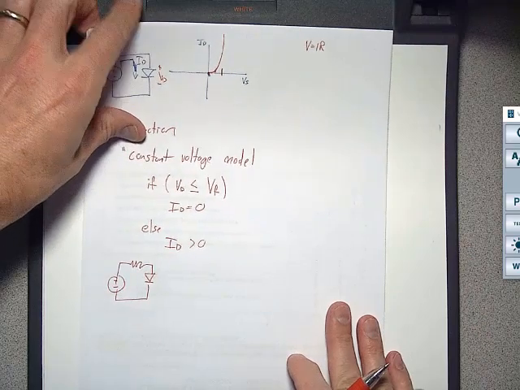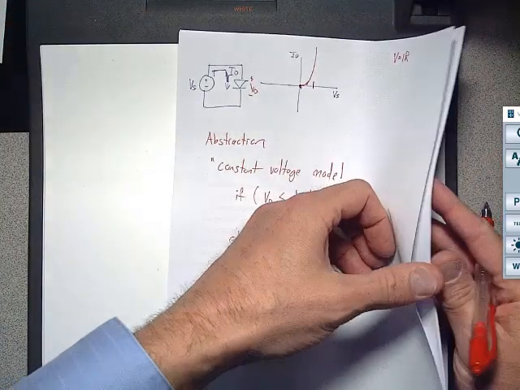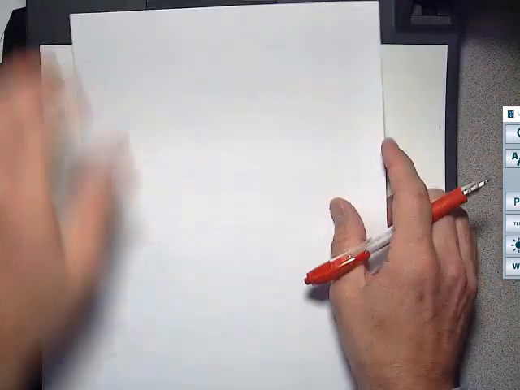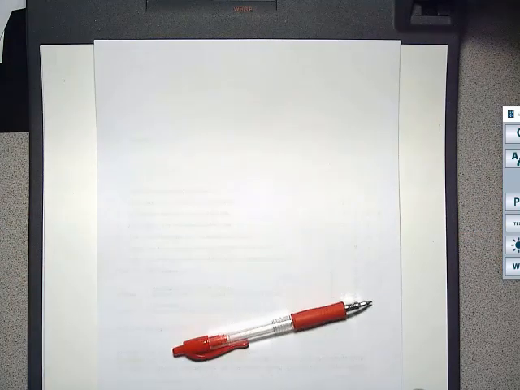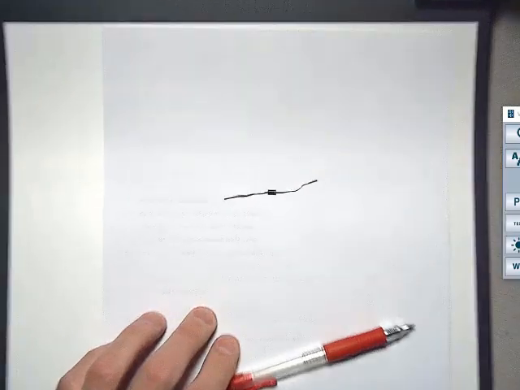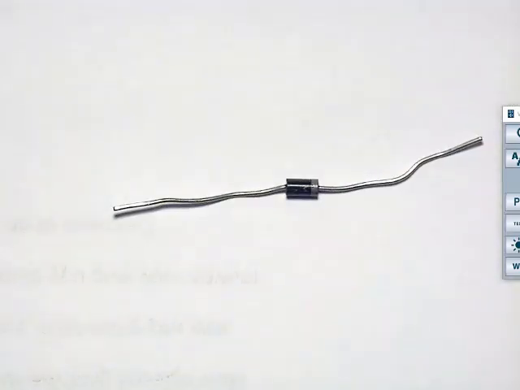Okay. I say to you, let's use this thing in a circuit. First of all, you're like, I don't even believe a diode exists. Well, here's a diode. That's what a diode looks like. You know why it's important that that thing's got a mark on it?